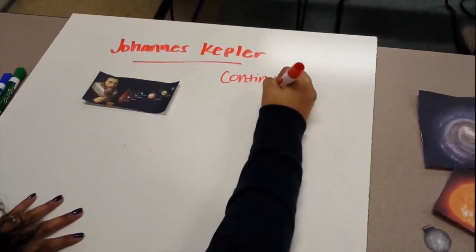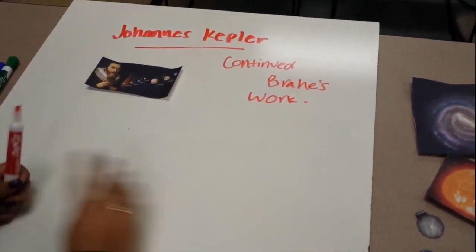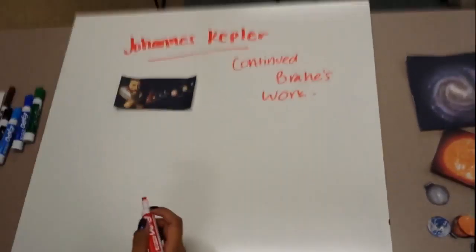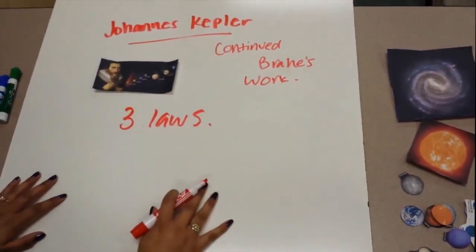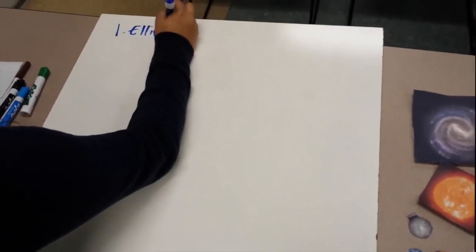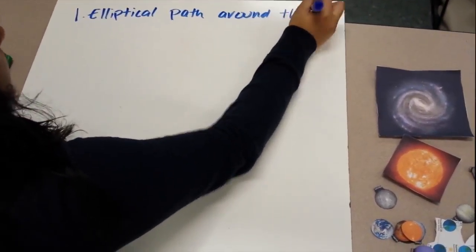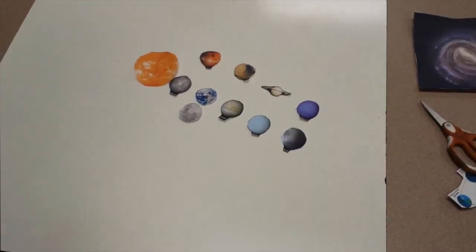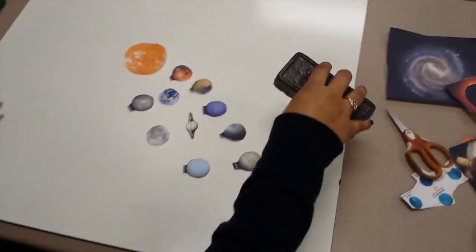So Johannes Kepler had a good mathematical mind and a strong faith in the accuracy of Brahe's work. So basically what he did is continue Brahe's work, and he made three laws of planetary motion. The first law was the elliptical path around the sun. And you can see right here how they are all moving in an elliptical path.